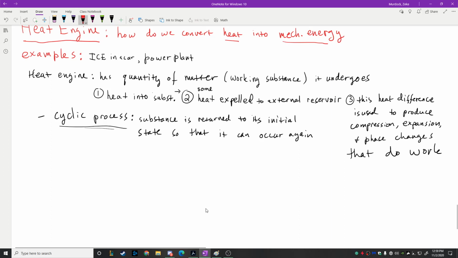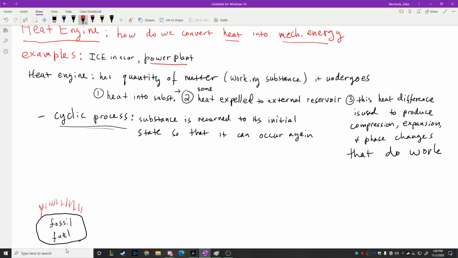Okay? And I'm going to look at specifically a power plant. All right? So how does a power plant work? So we take coal or gasoline or something. So we take a fossil fuel. It doesn't have to be a fossil fuel. It could be heat produced by a nuclear reactor or whatever. We start off with some fossil fuel. This is not the working substance. This is going to be the thing that we burn to provide heat.